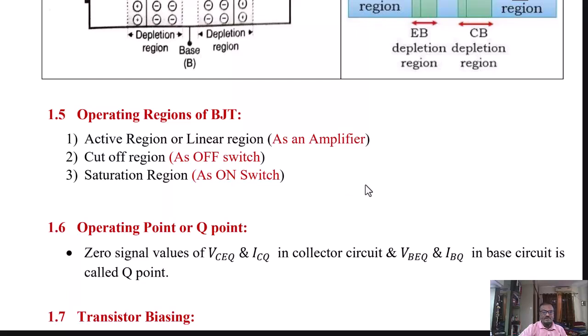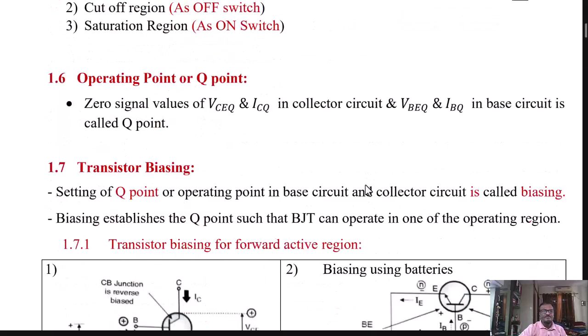Now, operating point or Q point. Operating point is designated by the letter Q and therefore it is also called Q point. The operating point is defined as the VCQ and ICQ value in the collector circuit and VBQ and IBQ value in the base circuit.